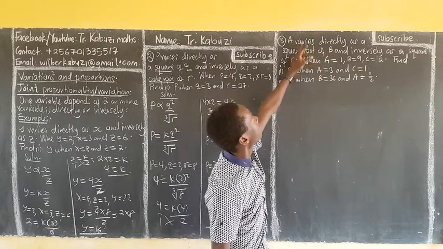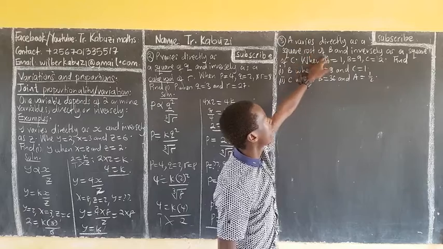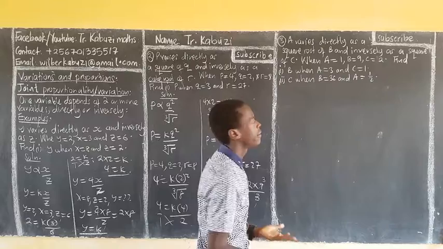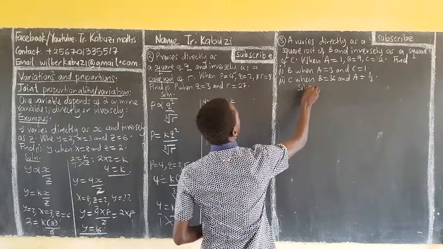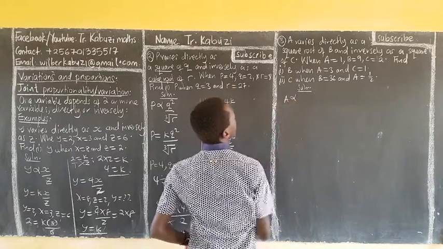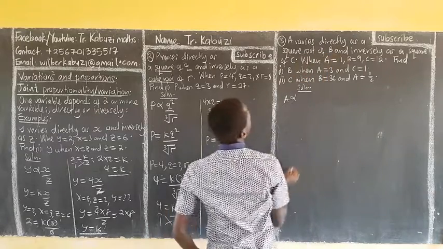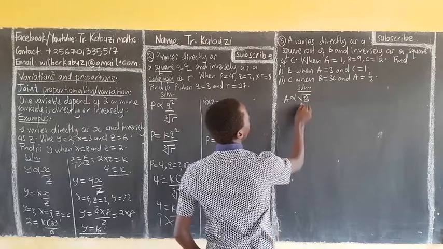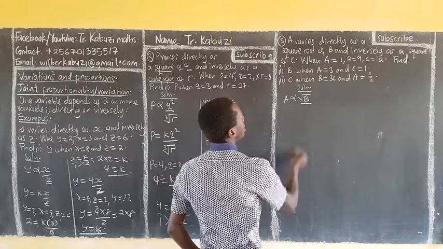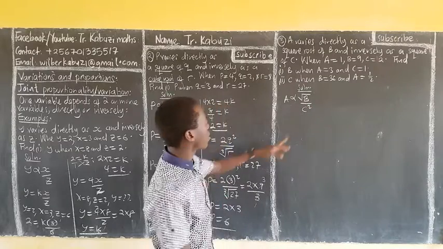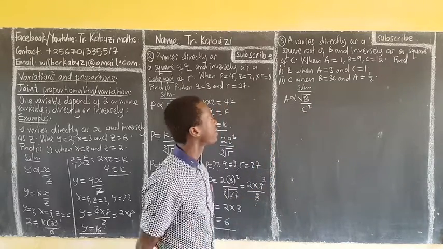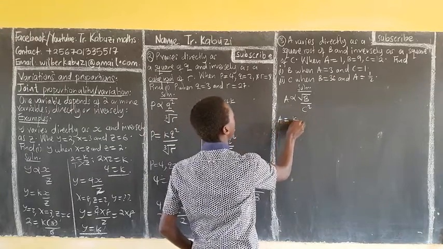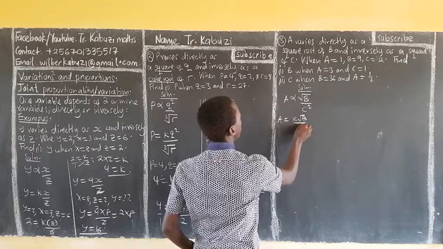Then we come here: a varies directly as the square root of b, and inversely as the square of c. We write that information. A varies directly as the square root of b, and inversely, meaning it is down, as the square of c. This is the square root, this is the square. That's the difference. So my a will be k root b, the whole over c squared.